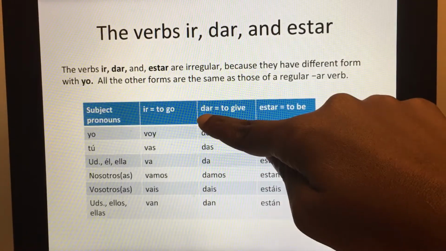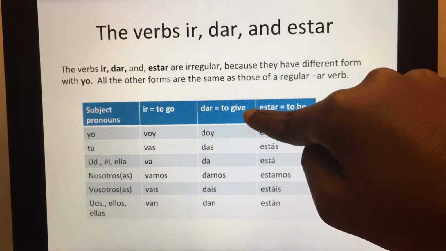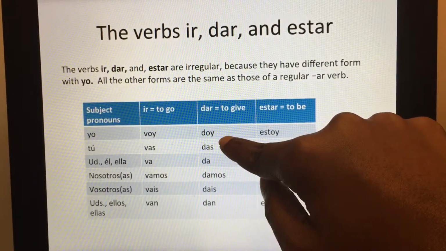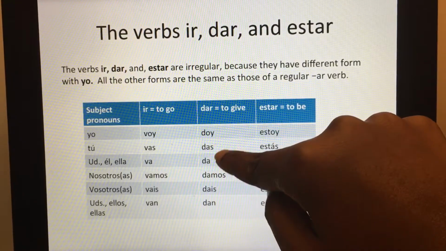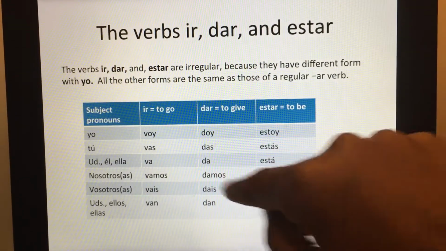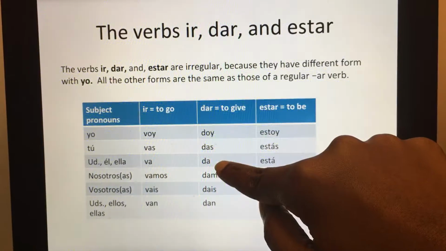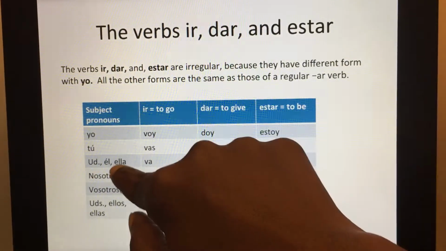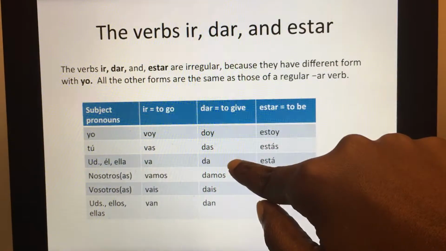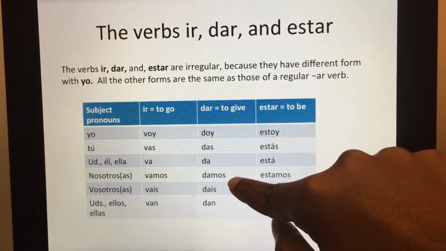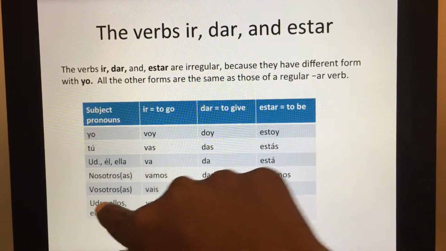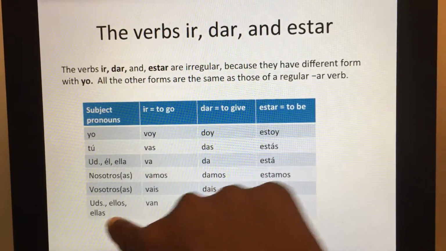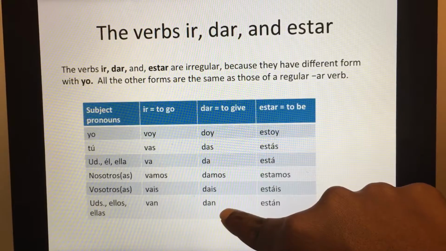Now here I have the verb dar. Dar means to give. I give, yo doy, or I'm giving, doy. Doy, I'm giving. Das, you're giving. Usted da, you give. Él da, he gives. Ella da, she gives. Damos, we give. Ustedes dan, you all give. Ellos, ellas dan, they give.